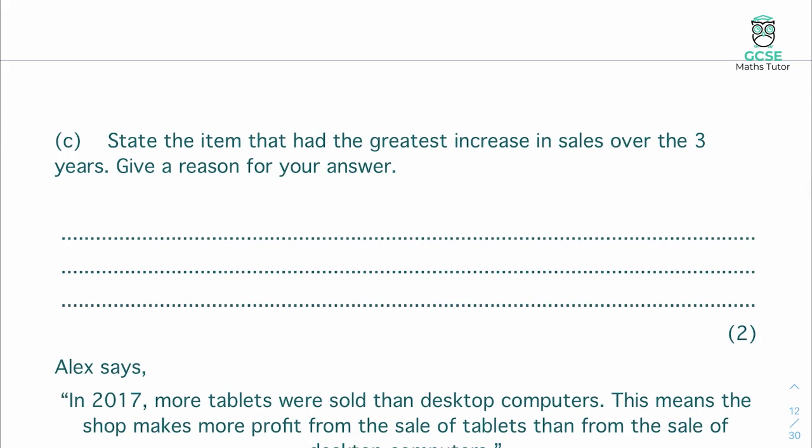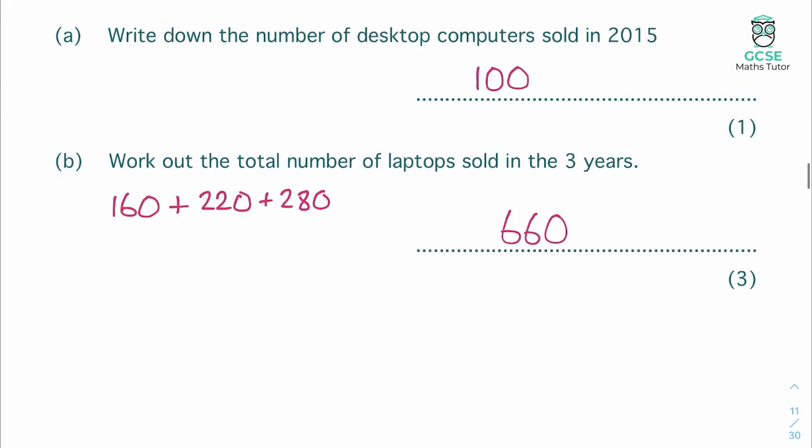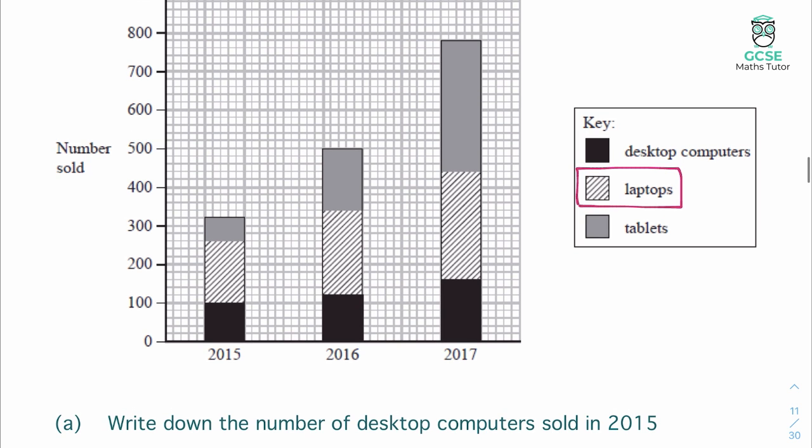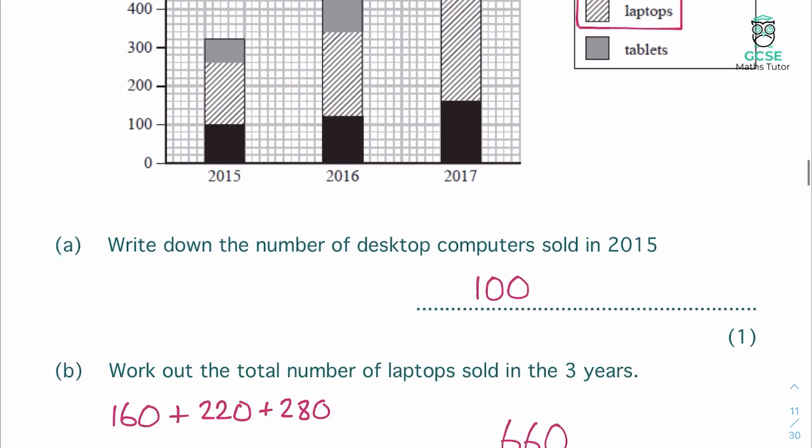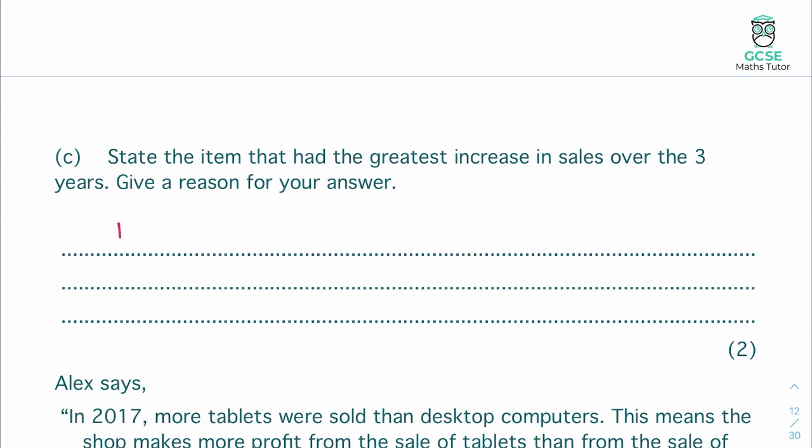We've got a part C as well. State the item that had the greatest increase in sales over the 3 years. That's not very nice. Hopefully we can just see that by looking at it. Well, actually, yeah, you can definitely see which one has had the biggest increase because you can see that the tablets here have gone from only having 60 tablets sold in 2015 to having a huge bar of tablets there. It goes from like 440 all the way up to like 780. That's over 300 there. So that is definitely going to have our biggest increase. So we would write down here, we'd say tablets.